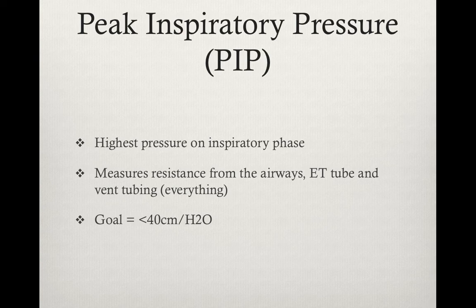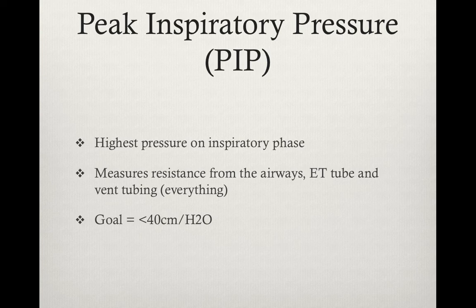Everything from lung tissue to bronchioles to the main stems to the trachea to the ET tube to the vent tube, being everything. So if you have a change in your peak inspiratory pressure, say a sudden increase, it's not necessarily a lung problem. It could be anything from the side of the ventilator. It could be a kink in the tubing. It could be a big goober in the ET tube, or it could be a problem with the lungs.